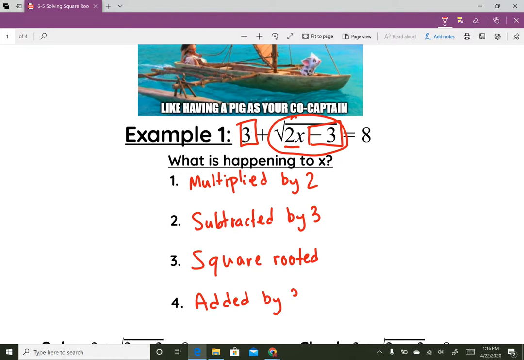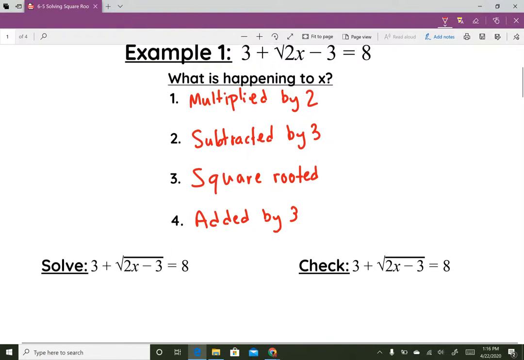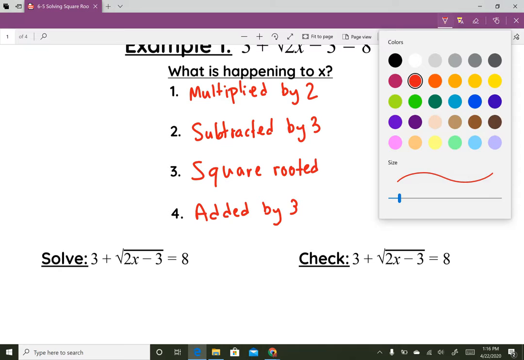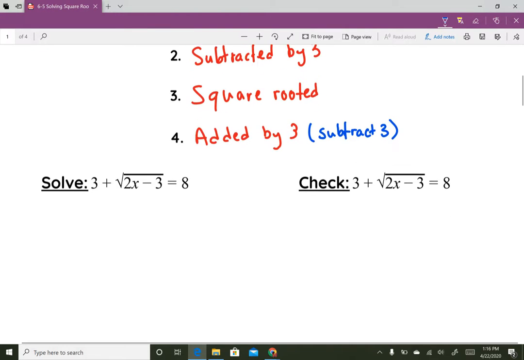Why is this important for us to write out? Well, I think it helps us basically work backwards. So if at first this equation is being added by 3, well, let's do the opposite. Let's subtract 3. I'm going to subtract 3 from both sides, right? Because I've got to balance the equation out. So I'm left with the square root of 2x minus 3 equals 8 minus 3, which is 5.